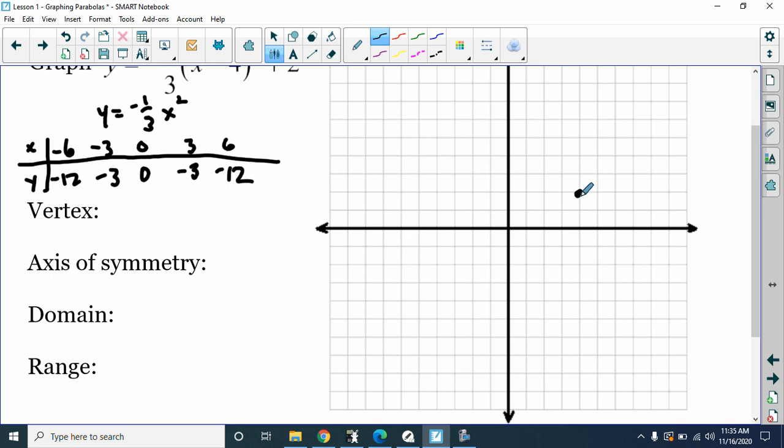And then from my translated point, I'm plotting these points. So I went right 4, up 2, and then from here I'm graphing (-6, -12). From my translated point, I'm plotting (-3, -3), (0, 0), (3, -3), and (6, -12). And there's our graph. Whoops, that's pretty terrible. Hopefully yours looks better than that. That looks a little better. It's hard to draw on this.